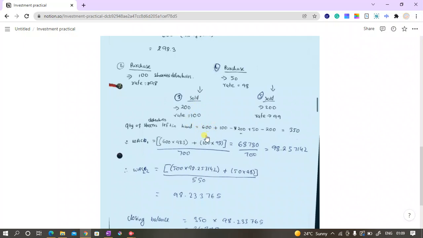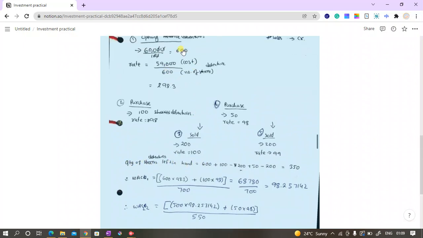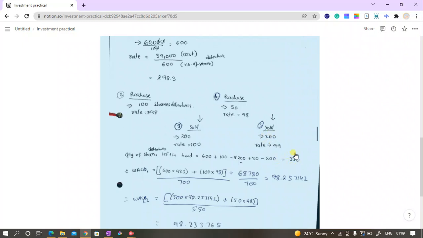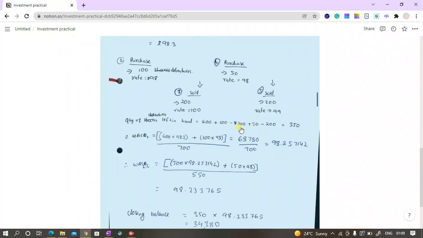Okay, now let's calculate the total amount of debentures we have. Quantity of debentures we have left in our hand. So basically we had 600, 600 plus 100 minus 200 plus 50 and then minus 200. So this will be our balance, 350 will be our balance. If we multiply it with 100, we will have the face value, which is 35000.